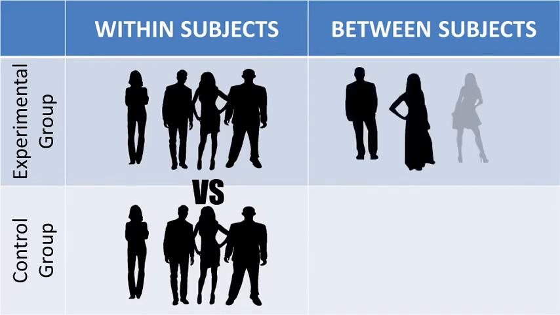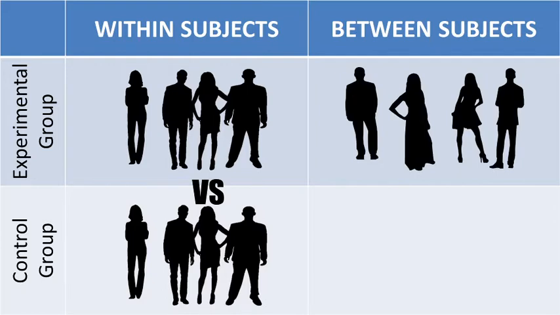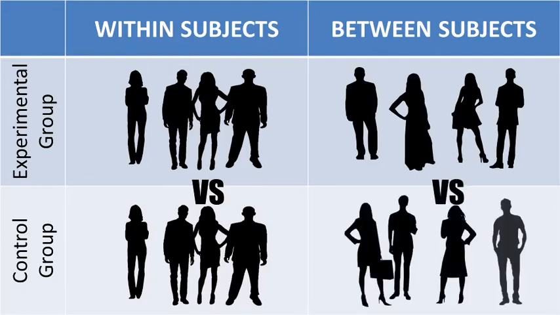Whereas with between subjects design, you'll get a group of people in your experimental condition and compare them to a group of people in your control condition, but they're going to be completely different individuals. So that's the whole idea. Within subjects design, you compare one group to itself. Between subjects design, you compare one group to another group. But they have their benefits and drawbacks.